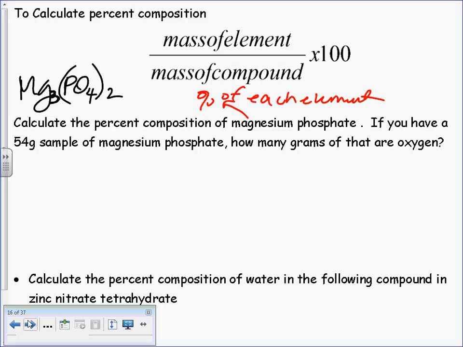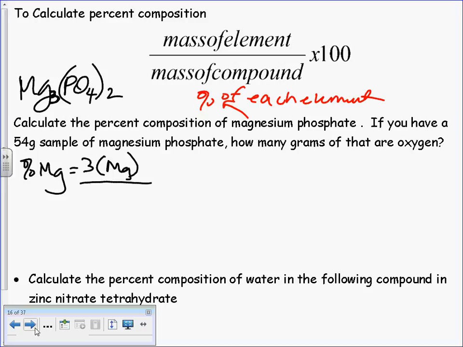Wow, big compound, right? So I need to take these specific elements out, and then we're going to put the total on the bottom. The first one I'm doing is percent magnesium. How many magnesiums are here? 3 of them. 3 of them times the molar mass of magnesium. So I'm just going to put Mg there for now.